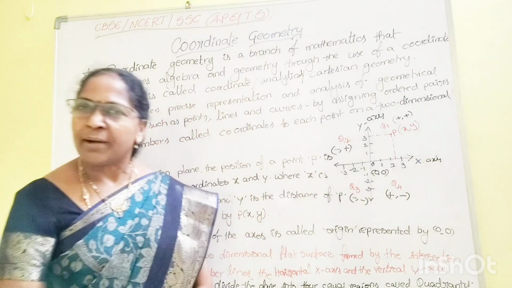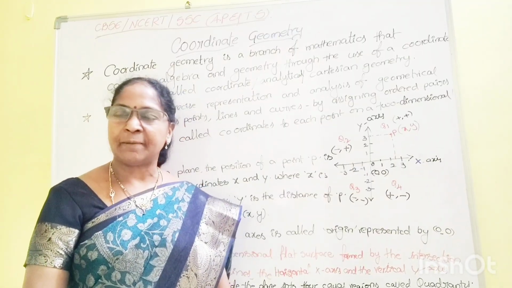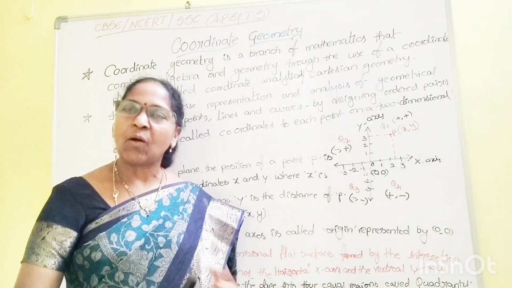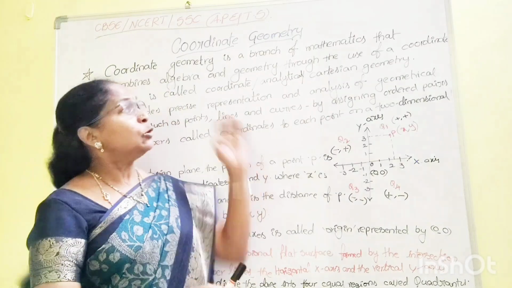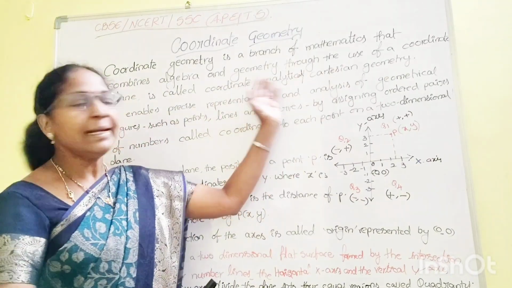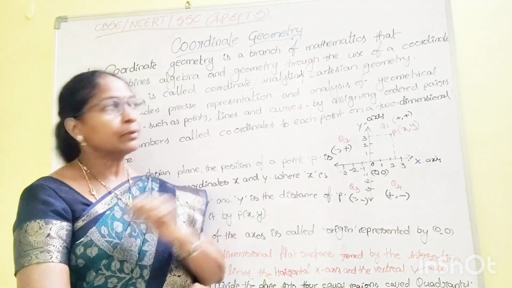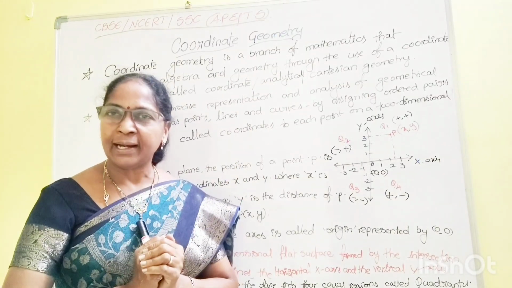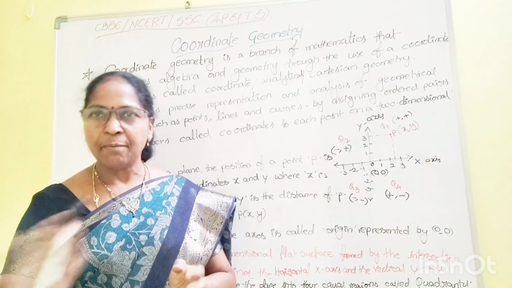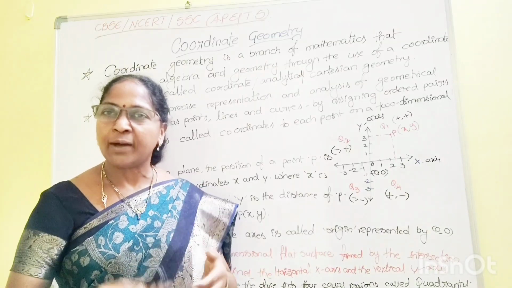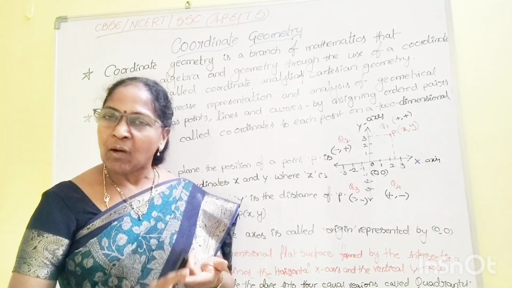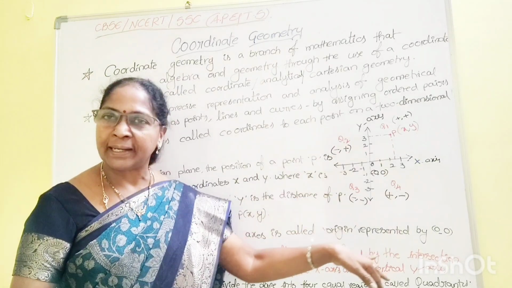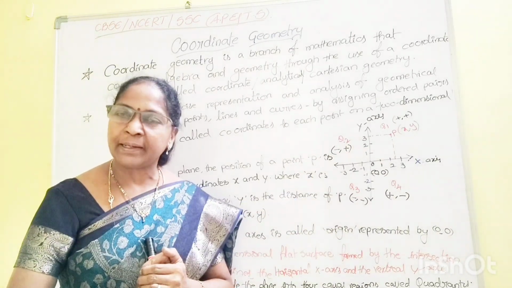So what is coordinate geometry? Coordinate geometry is a branch of mathematics which combines algebra and geometry through the use of a coordinate plane. So through the use of a coordinate plane, that is called coordinate geometry. It combines algebra and geometry through the use of a coordinate plane. What is a coordinate plane?